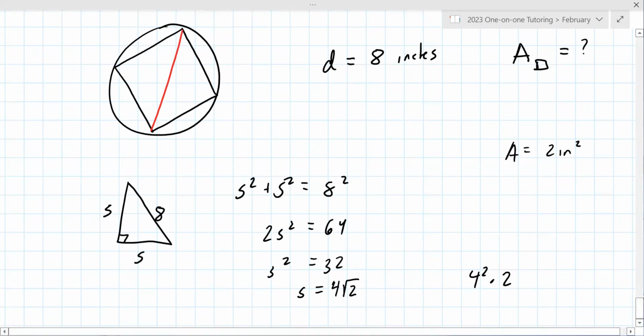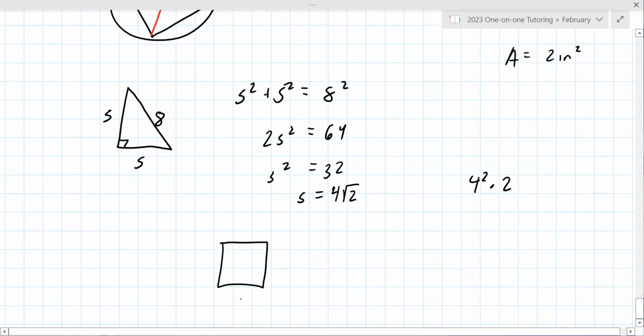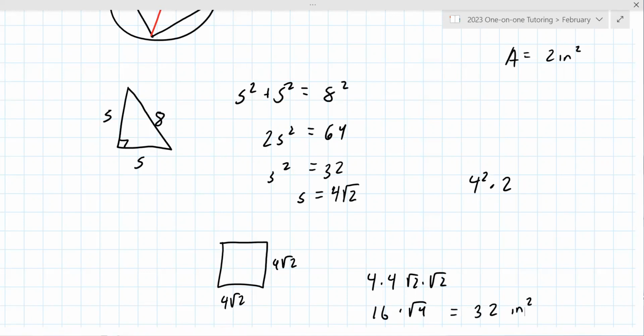Now to find the area of the square, it's good to rewrite it: 4 square root 2, 4 square root 2, base times height. 4 times 4, square root of 2 times square root of 2. So 16 times the square root of 4, which is 2, and that would be 32. Yes. Okay. So again, just be careful with your steps here.